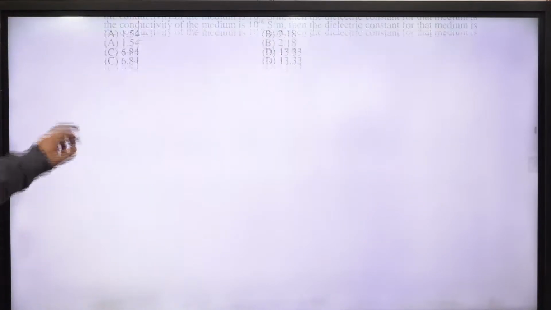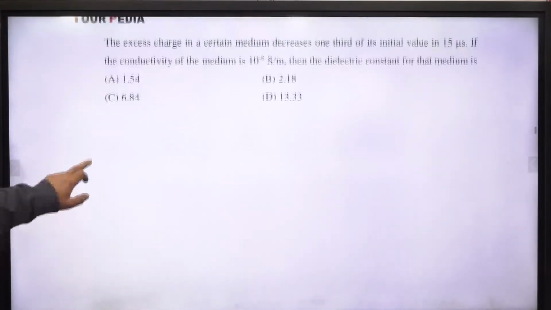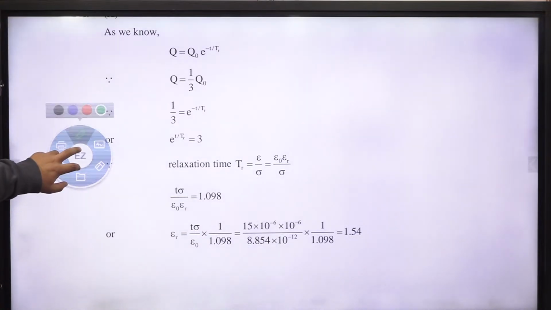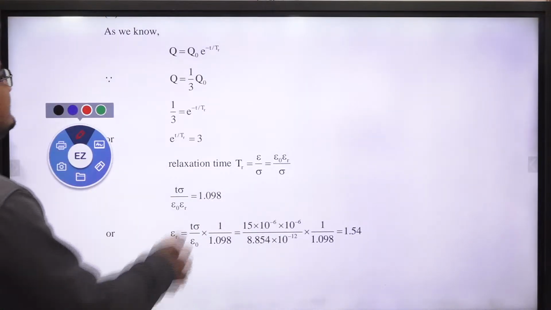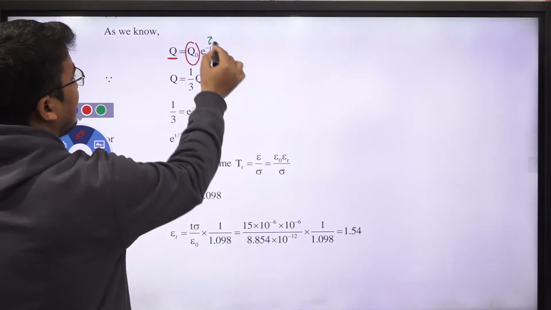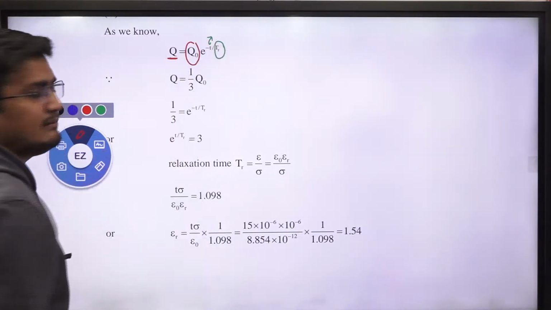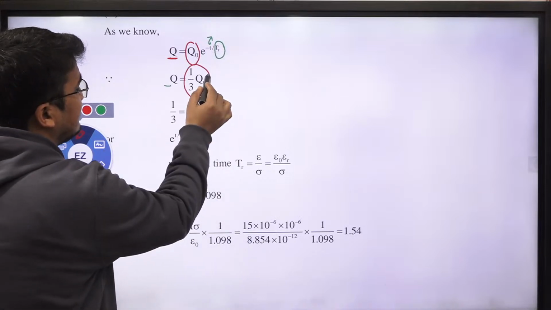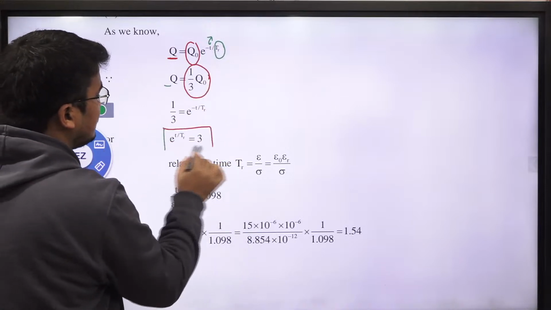So guys, you can see here the answer for this will be A only. Is it clear? The answer is 1.54, which is A only. I have made a solution for you people. You can check it here. I told you people, this is the initial charge and this is the charge which is varying with t, and this capital T_R is the relaxation time. So it's given that Q is equal to Q naught by 3, and I am getting this value from here.